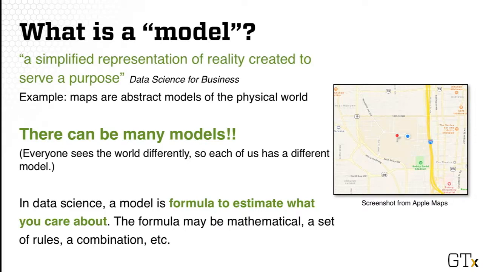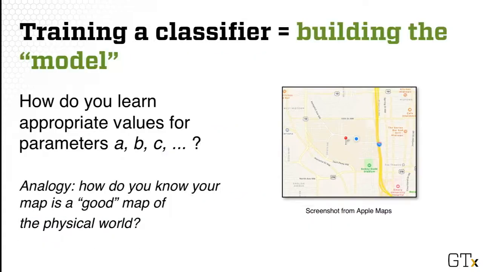More concretely, you can think of the model as a formula to estimate what you care about. And this formula can come in a variety of different formats. It can be mathematical, let's say just one formula, or it could be rule-based. That means you can have a lot of rules, or maybe even a combination, some formula, some rules, and so on. So the model needs to be trained or built.